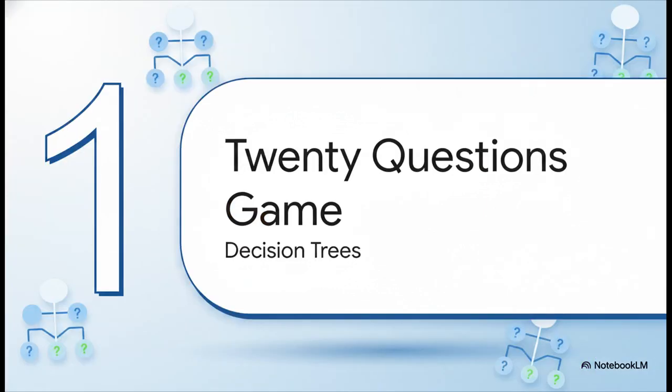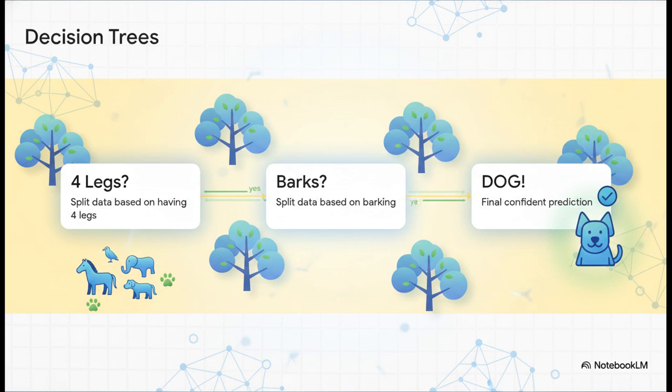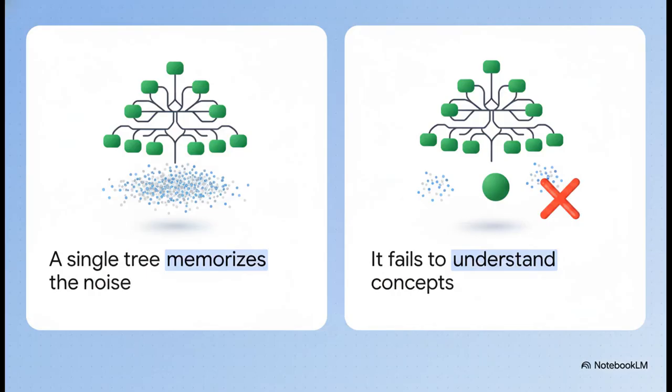So, let's play a little game. The 20 questions game to be exact, which is the perfect way to understand decision trees. Because to really understand a whole forest, we first have to understand a single tree. It's exactly like that guessing game you played as a kid. Let's say I've got an animal in my head. You ask, step 1, does it have 4 legs? I say yes. Step 2, does it bark? Yes again. Boom! Step 3, it's a dog. This is beautifully simple, but it perfectly illustrates how a single decision tree works. It just takes your massive data set and splits it, question by question, branch by branch, until it lands on a confident answer.